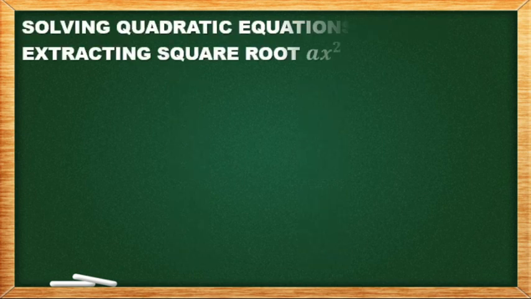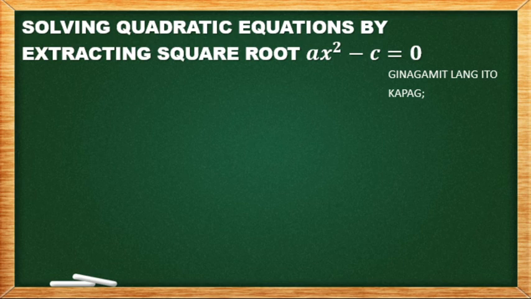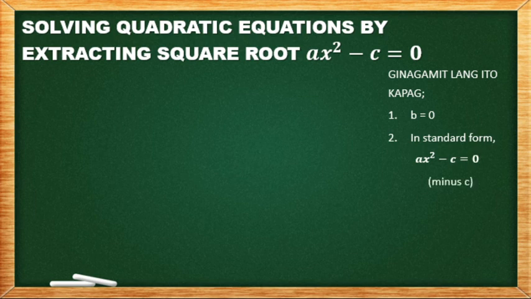Okay, example number 1. Solving quadratic equations by extracting square root. Lagi lang muna natin tatandaan, ginagamit lang ang extracting square root kapag b is equal to 0, and in standard form, dapat ax squared minus c is equal to 0. Kapag minus c, pwede ang extracting square root. Kapag plus c yan, pwede naman extracting square root, yun nga lang, magiging complex number siya. So, yan lang muna tatandaan yung dalawa.